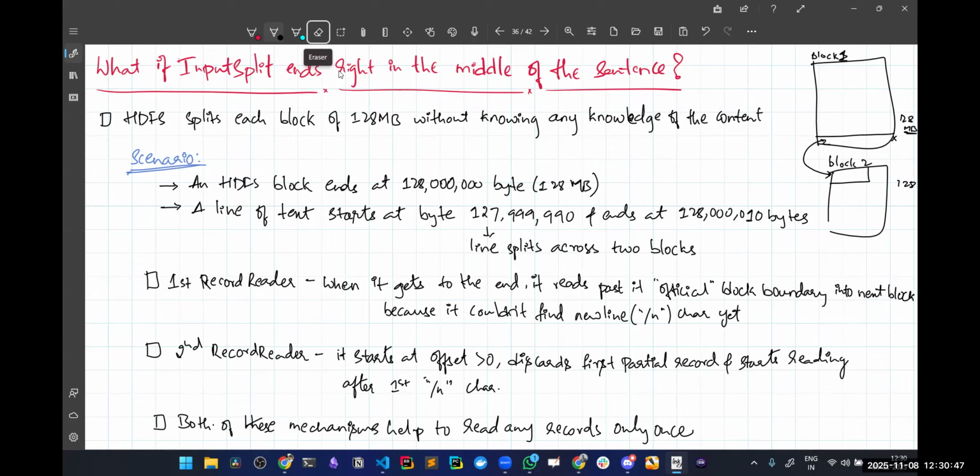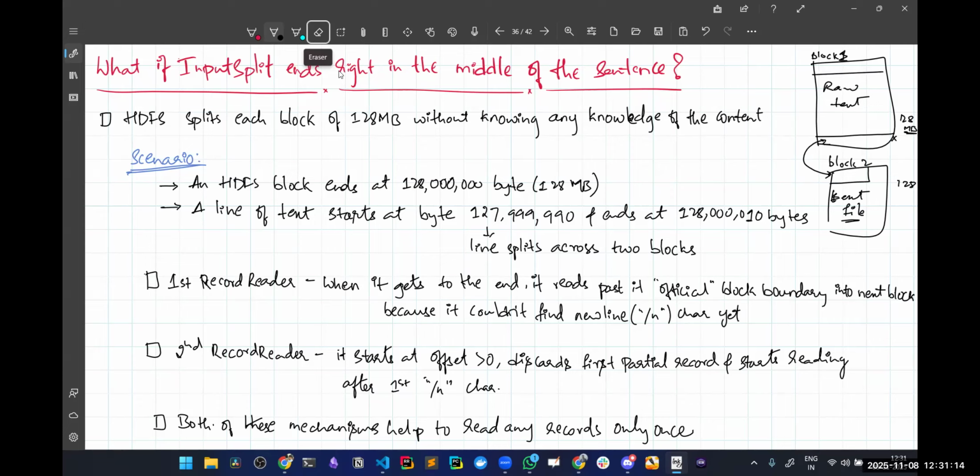Since this is a raw text file, it doesn't have any distinction. If you have a parquet file or something like that, that's a different case. But this is a raw text file, so it doesn't have any idea where it is splitting. So what happens then? This is where the MapReduce framework shines, because it is a little intelligent about it.